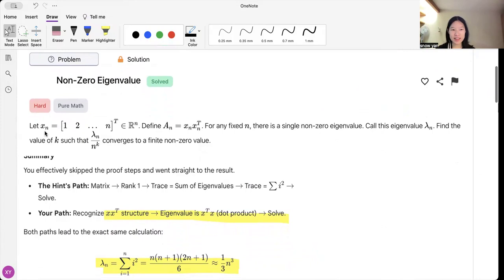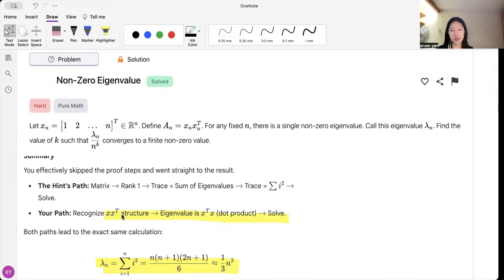So we have x_n, which is equal to (1, 2, all the way to n) transpose. Let's define A_n to be x_n times x_n transpose. For any fixed n, there's a single non-zero eigenvalue. Call this eigenvalue lambda_n. Find the value of k such that lambda_n divided by n to the kth power converges to a finite non-zero value.